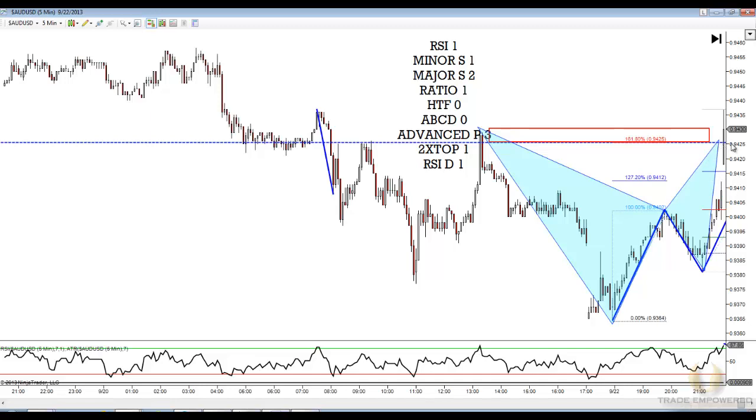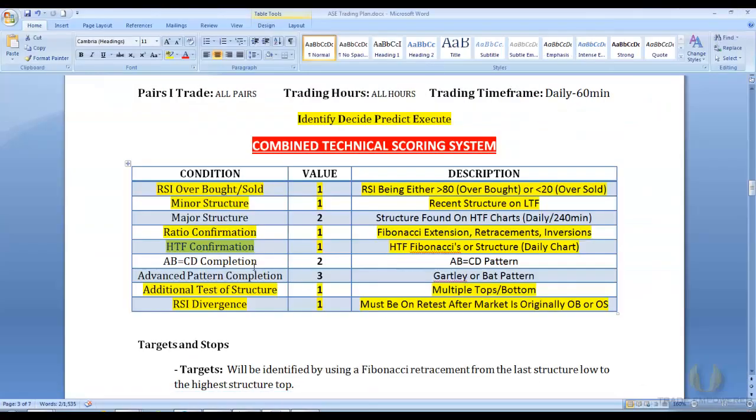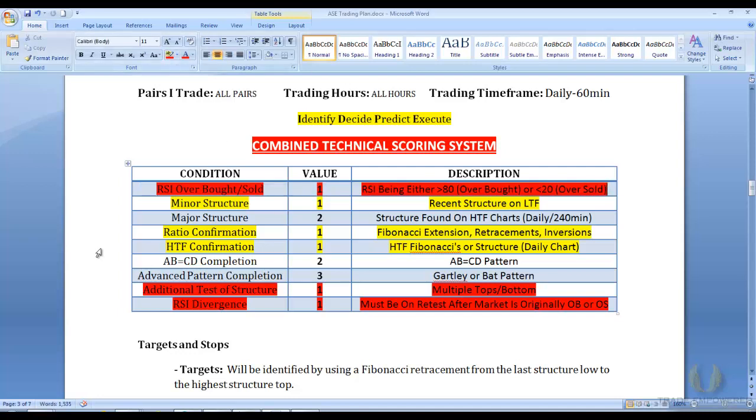And it's going to be your decision whether you still want to wait for a different entry technique, or do you just want to take the trade as soon as your score is hit. One of the things that I have on my personal trading plan is I'll put an asterisk next to these things, meaning that I can't enter a trade until these 3 things happen. So unless I have RSI overbought or oversold, an additional test of structure, and RSI divergence, I cannot enter a trade.